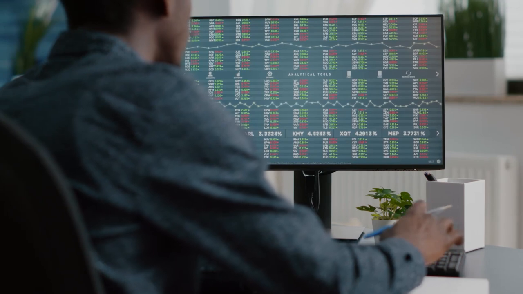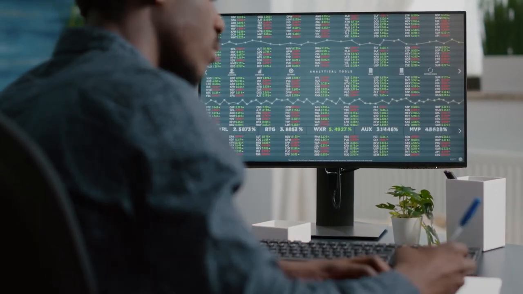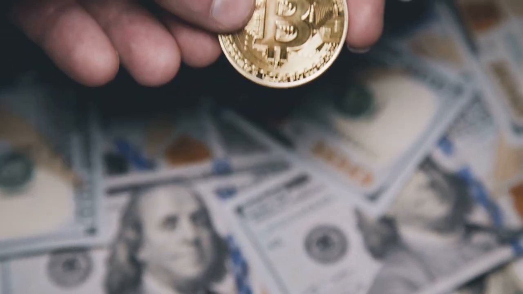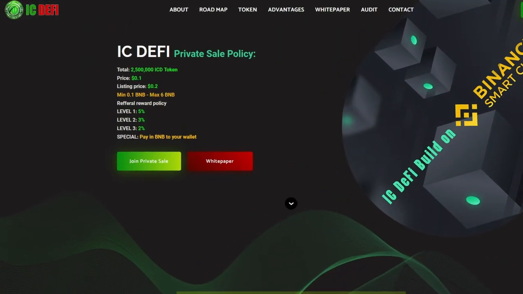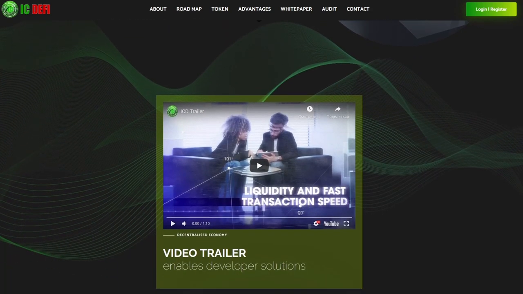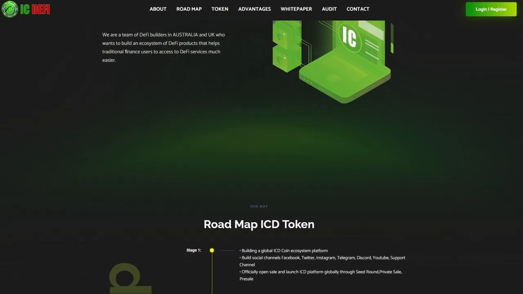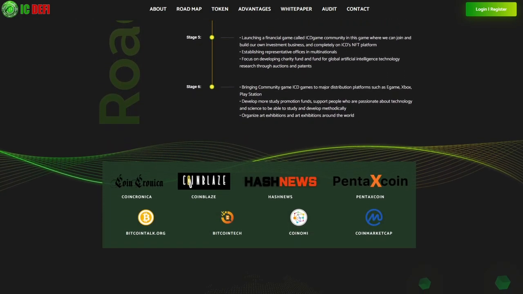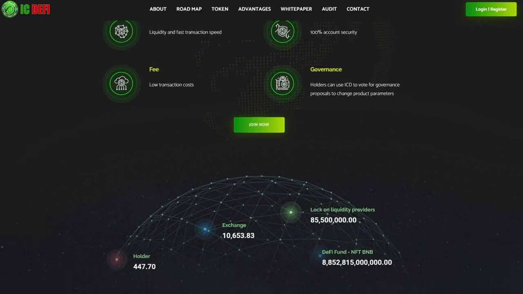DeFi has long become mainstream and has been successfully developing for a long time. Today, we are going to talk about the best DeFi project for holders. We present to you the IcDefi project. IcDefi is an ambitious project aimed at building an entire ecosystem of DeFi projects. The project is focused on helping traditional users access all DeFi services much more easily.